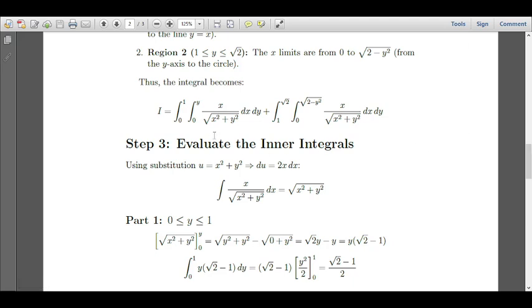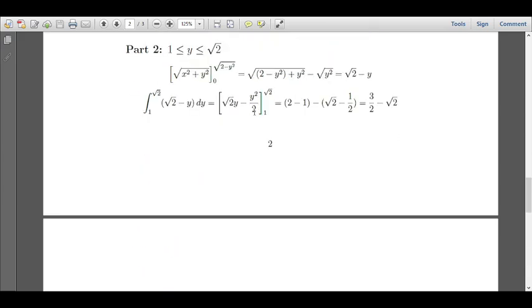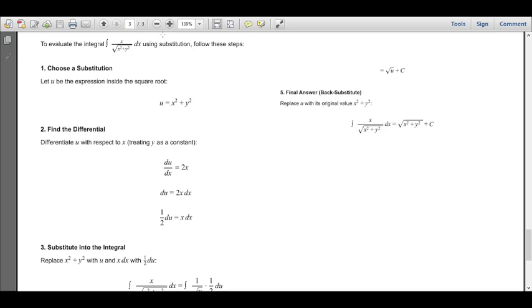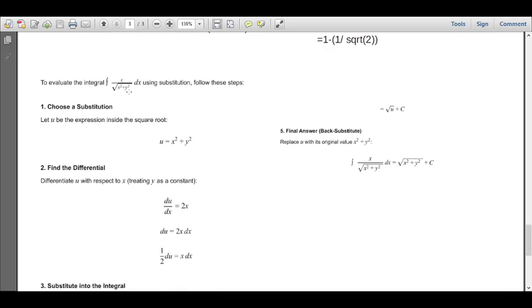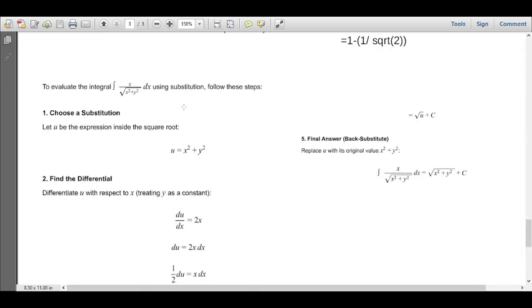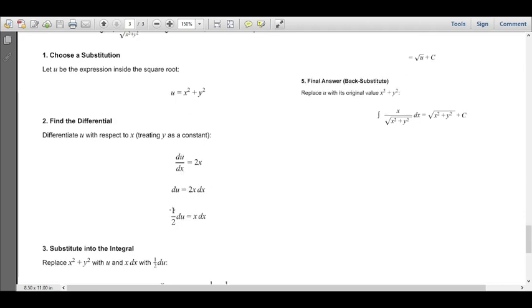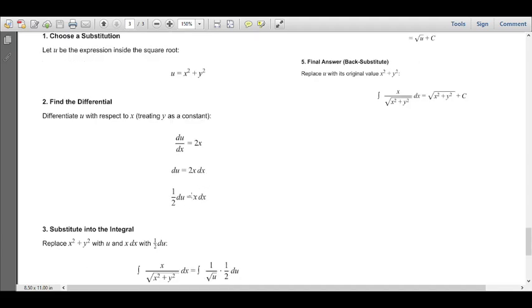Now how are we evaluating this? First we evaluate the inner integral, x by root of x square plus y square dx. How do we evaluate this? The process is here. To evaluate the integral of x by root of x square plus y square, we use the substitution u equal to x square plus y square. Differentiating u with respect to x, we get du equal to 2x dx. That means x dx equals 1 by 2 du.